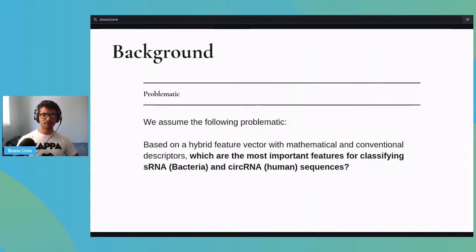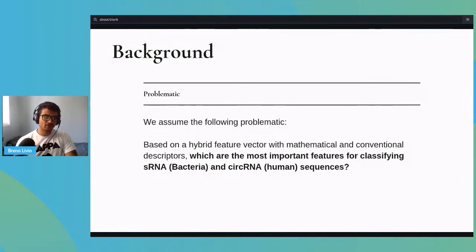In this study, we propose a pipeline using hybrid feature vectors: the mathematical descriptors, which are little covered in encoding RNA, and the conventional descriptors. To generate this hybrid vector, we use the MathFeature package with feature selection techniques and dimensionality reduction in our two case studies. The first one is the prediction of sRNA in bacteria, and the second case study is the prediction of circular RNA in humans.